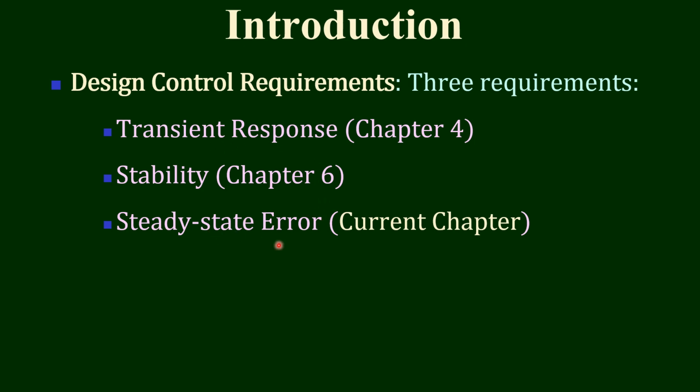So the performance of stable systems is normally analyzed using the steady state errors of the system. Whenever we say steady state error, it means that when the transient response of the system is close to zero, how close is the output of the system to the desired output or to the reference input of the system. So this is the topic of this chapter.